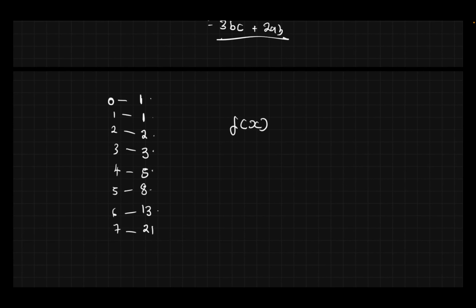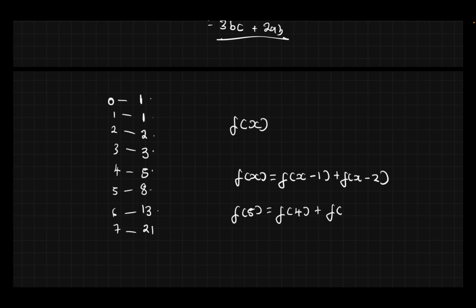So what's this property? The property is that f of x for any x must be equal to f of x minus 1 plus f of x minus 2. I don't know if that makes sense. So let's say I want to do f of 5. f of 5 must be equal to f of 4 plus f of 3. What's f of 4? 5. What's f of 3? 3. And what's f of 5? 8. It holds. Left hand side is equal to right hand side.